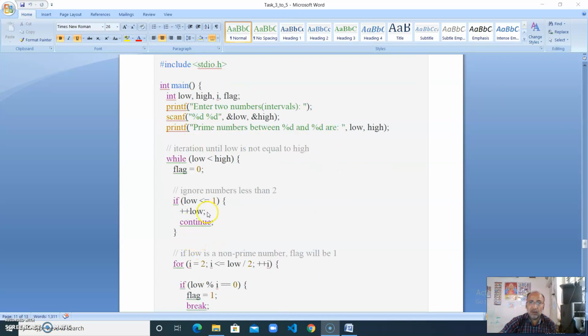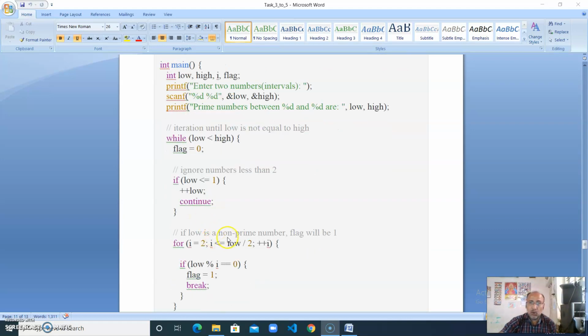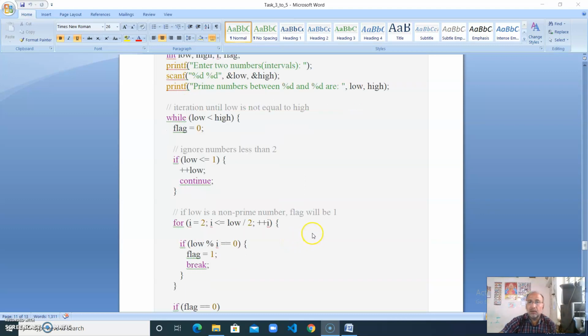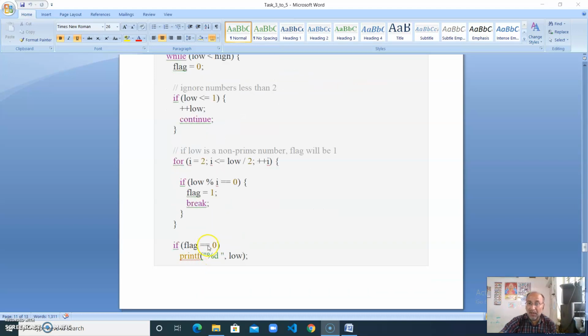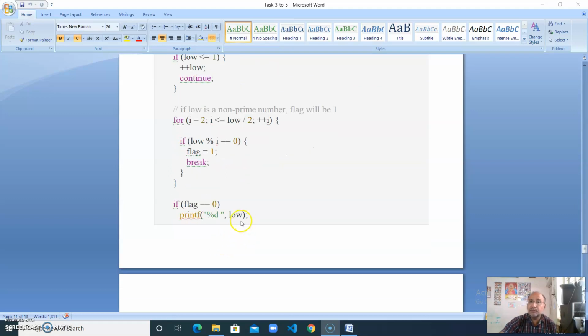See here, if low less than or equal to 1, plus plus low, continue. If low is not a prime number, flag will be 1. For i equals 2, i less than or equal to low by 2, plus plus i. If low modulus i equals 0, flag equals 1, break. If flag equals 0 at that time only, that is the prime number.